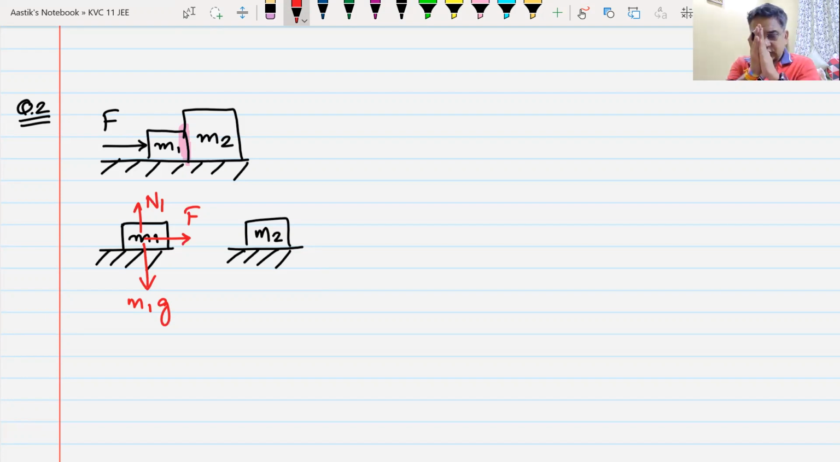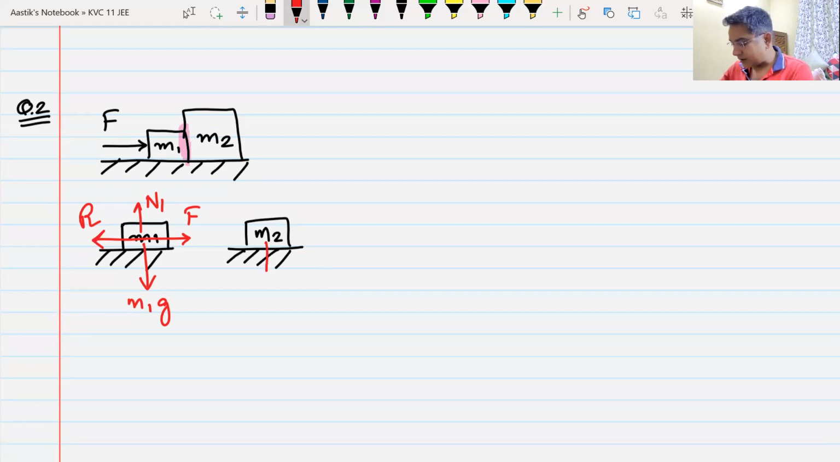M1 and M2 are also in contact. So M1 is pushing M2 and M2 is pushing M1. When M2 pushes M1, this force will be in the backward direction. Yes or no? So let me call that force R. So R is the force between M1 and M2, force applied by M1 on M2 or force applied by M2 on M1. Do we understand this?